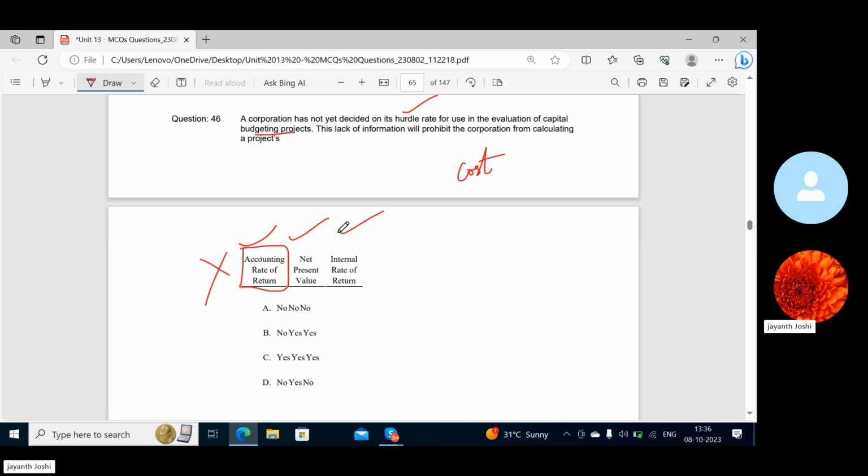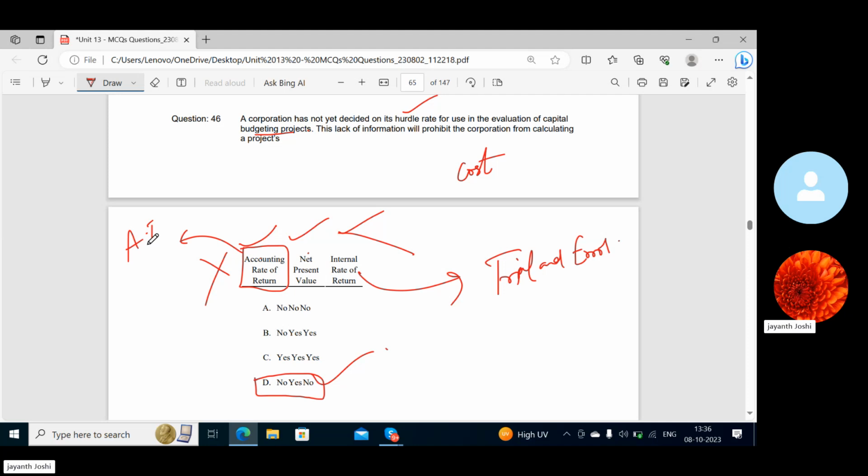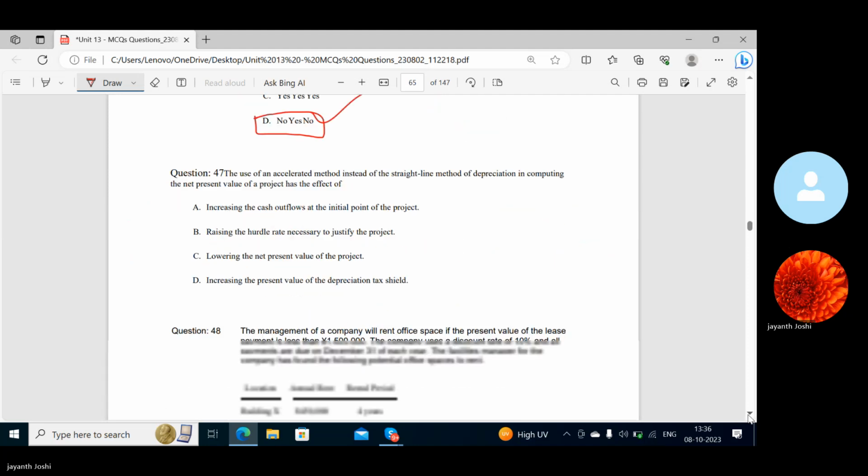For this, also not required. For this, we want the hurdle rate. So can I say this is the answer? No. This can be done with trial and error, taking a lower and higher rate, taking any particular rate and finding out for which we get negative and positive NPVs. For this, we want accounting income. We don't want cash flows. Okay. Yeah, next one.